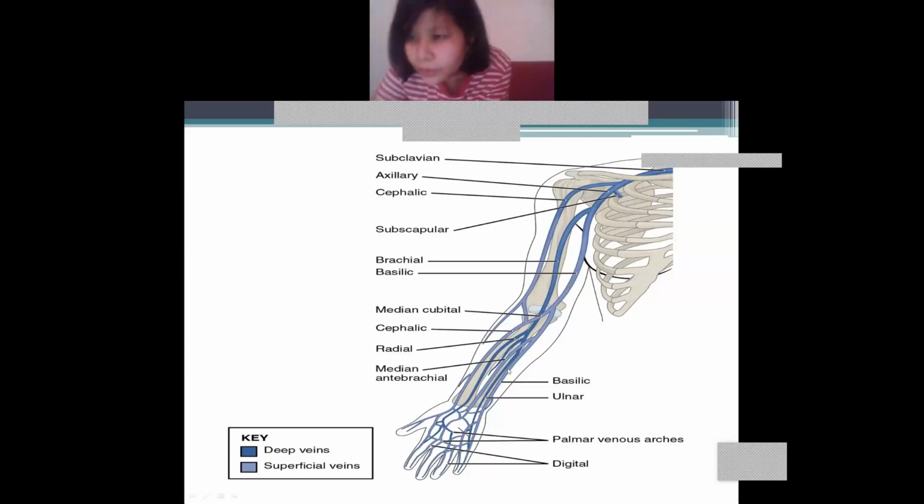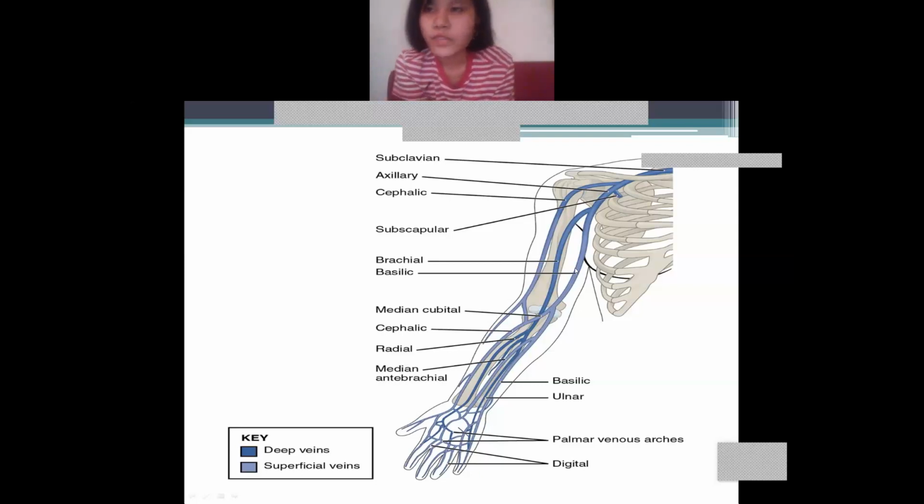Ulnar aspect means in your ulnar side this basilic vein is situated. They are part of the superficial veins. For you all, you need to know only whether it's a superficial vein or a deep vein. It's not required to go that deep. You just need to know the difference between superficial and deep veins, and what type this vein is.